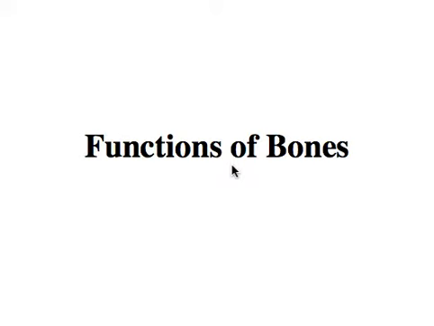So let's talk about the functions of bones, and then we'll come up with specific examples for how each of these functions work. The first one is support. Try to think of an example of a bone that supports your body. The second is protection. Try to think of a bone or a set of bones that help to protect different structures in your body. The third function of bones is movement.